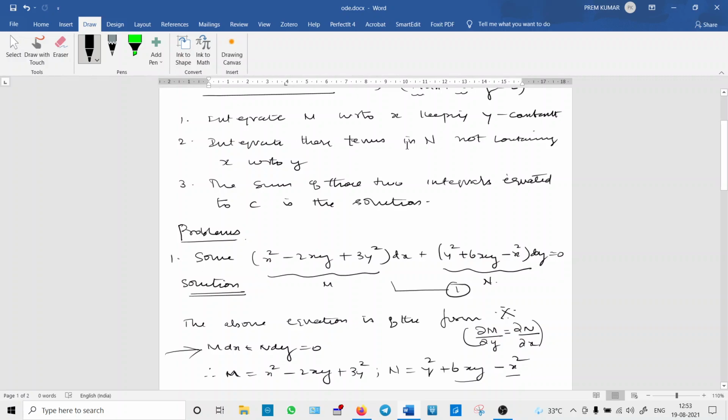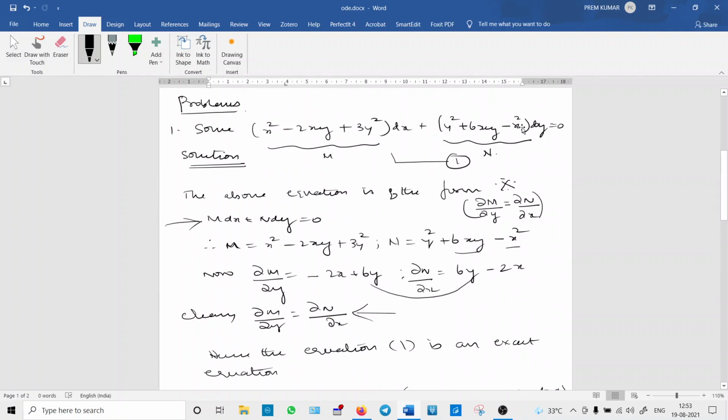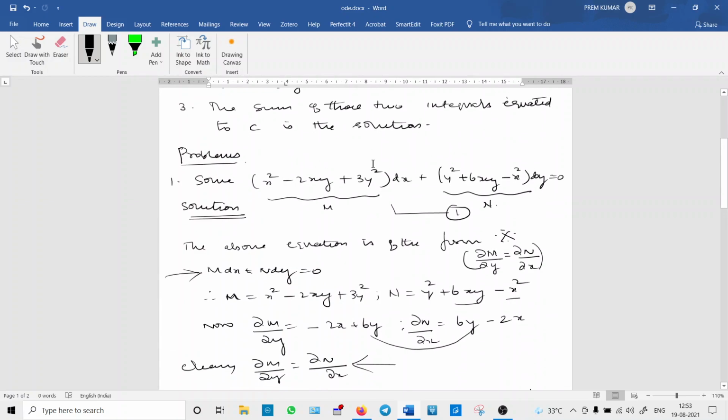Next, see the second step. Integrate those terms of N not containing x with respect to y. So here, which are the terms not containing x? Only this term, because the other involves x as well as y. You should not consider those terms. This one is completely omitted because it contains only x. Consider only those terms of N not containing x. If no such terms are available, that step is omitted. So now only y square we are going to integrate with respect to y.